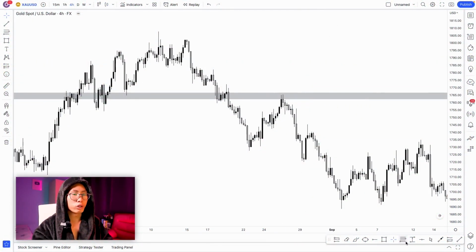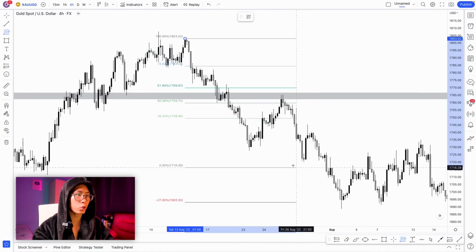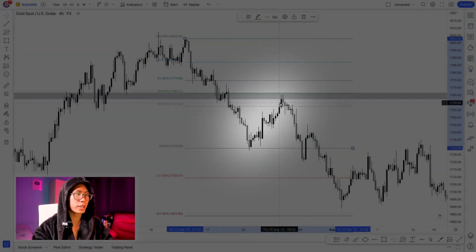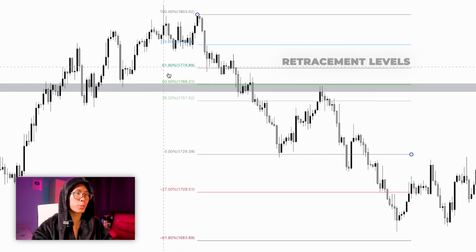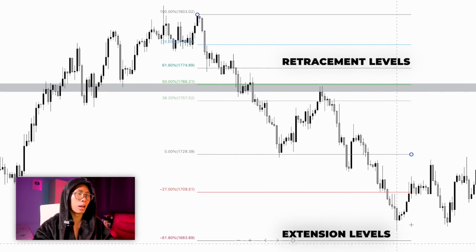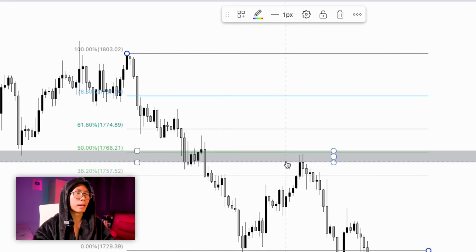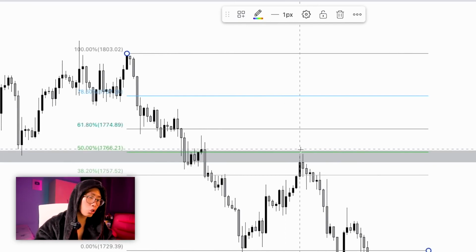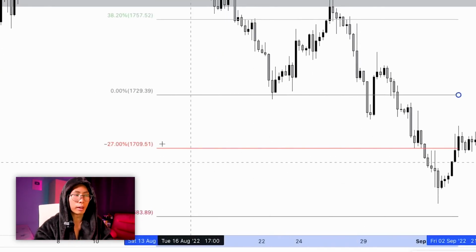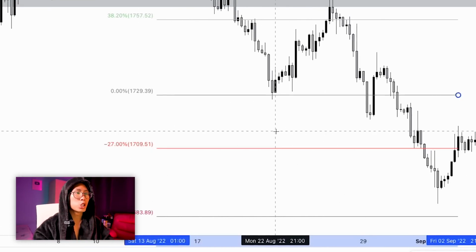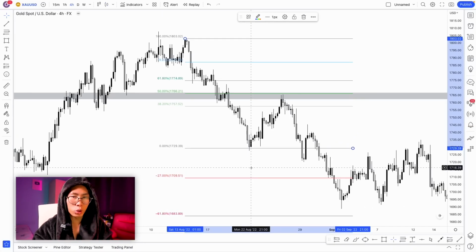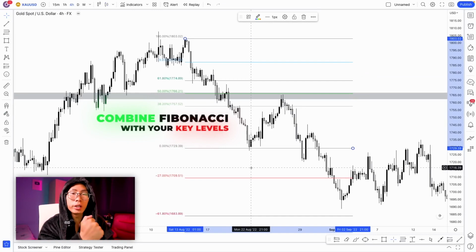But basically, when you draw your Fibonacci from point A to point B, before price starts retracing, you will see these are the retracement levels and these are the extension levels. Basically, price will retrace to one of these retracement levels, and then after the price is done retracing, it's going to go down to the extension level, one of these extension levels. So in this case, my second hack for you will be to combine your Fibonacci with your key levels.